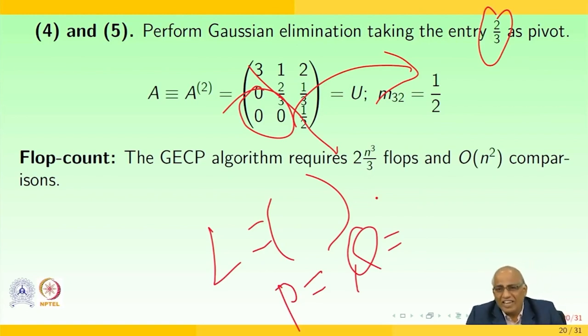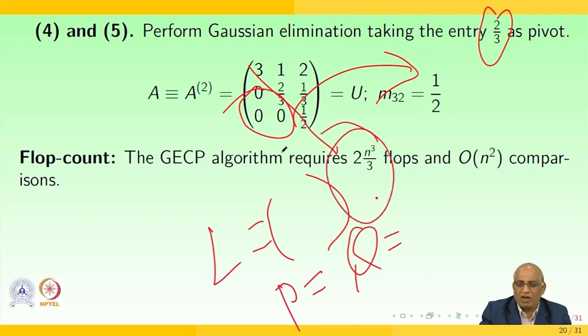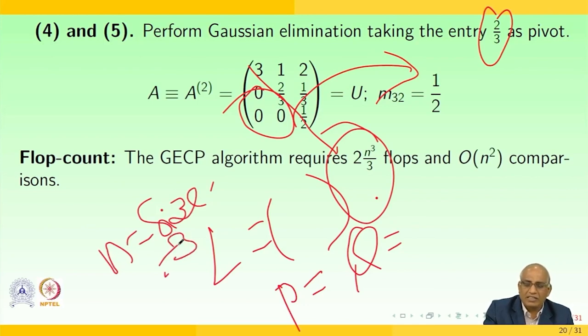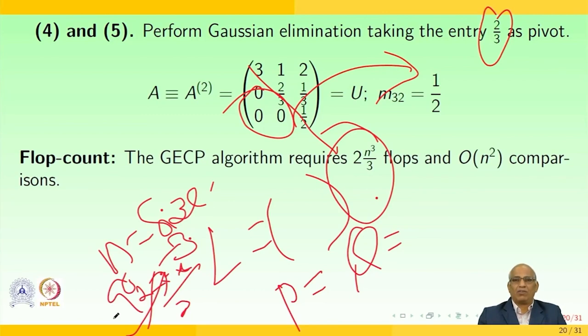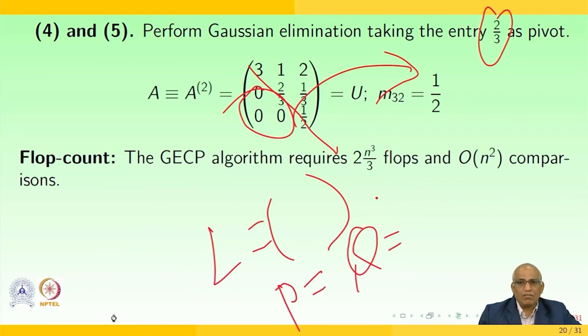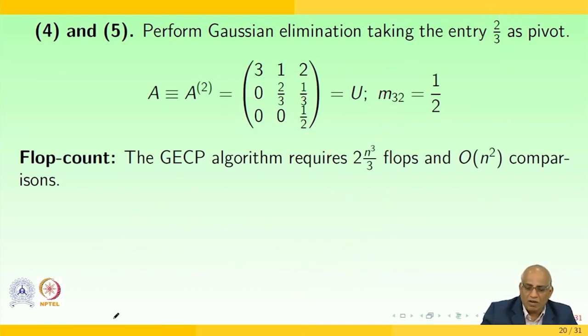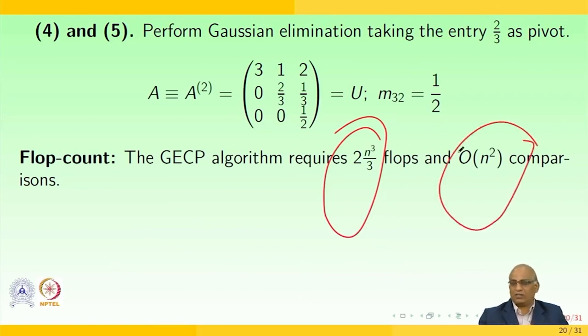If you look carefully, what is the flop count? The Gaussian elimination with complete pivoting algorithm requires 2n cube by 3 flops, where n is the size. In the previous case it is 3, so 27 into 2 by 3, that means 18 flops. So in general, the number of flops this requires is 2n cube by 3 and order of n square comparisons.